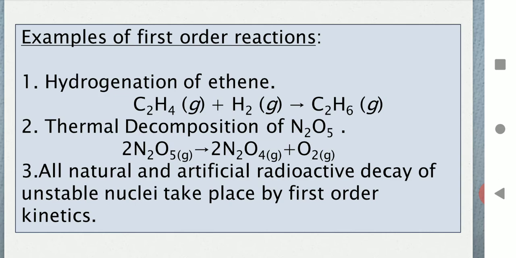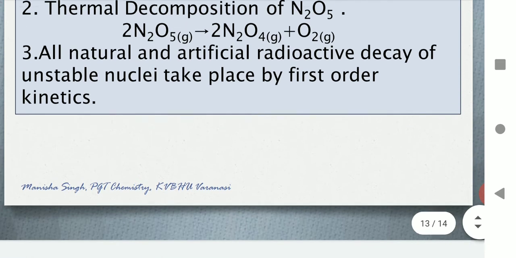And the third one mentions that all natural and artificial radioactive decay reactions, wherein unstable nuclei change into stable nuclei by undergoing radioactive decay, they all follow first order kinetics, that is, they are all first order reactions. So this has been observed and a final conclusion has been derived from those observations, that all radioactive decay reactions, whether artificial or natural, are first order reactions. So you can apply the first order kinetics to them, and the rate constant equation for first order can be applied to all radioactive decay reactions.